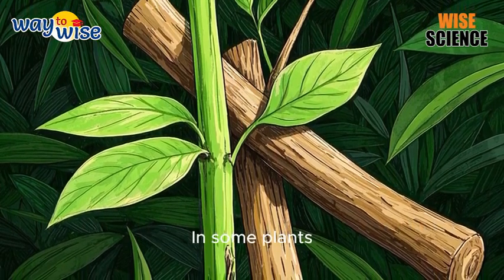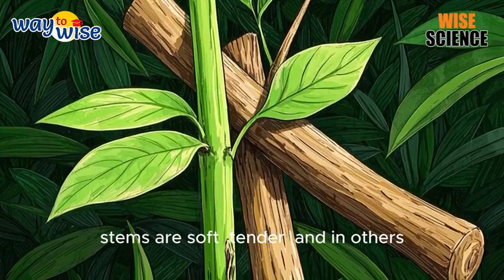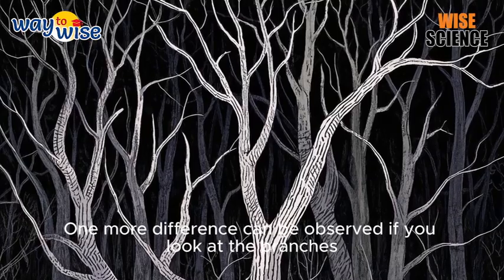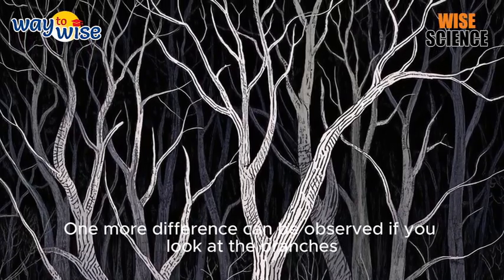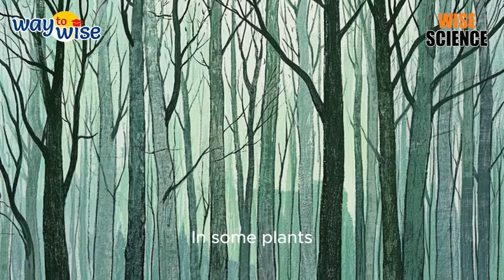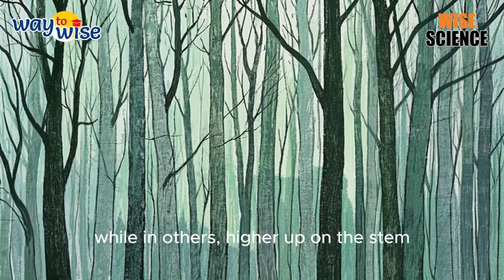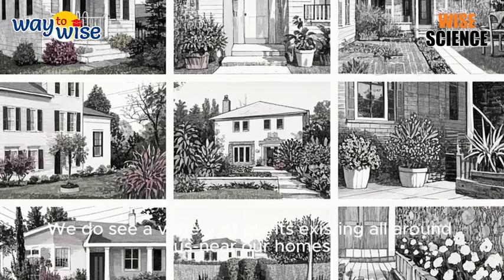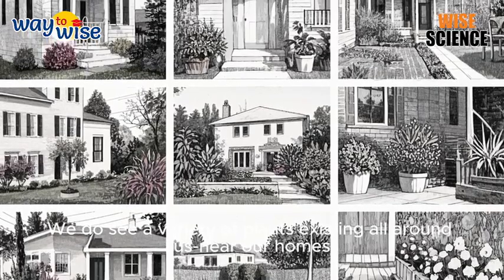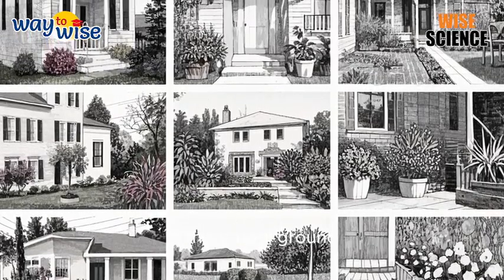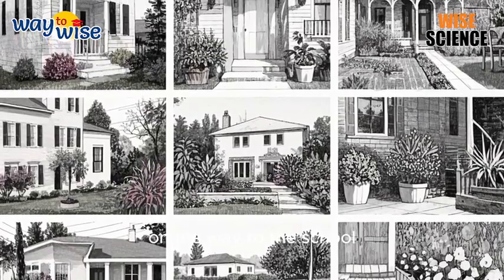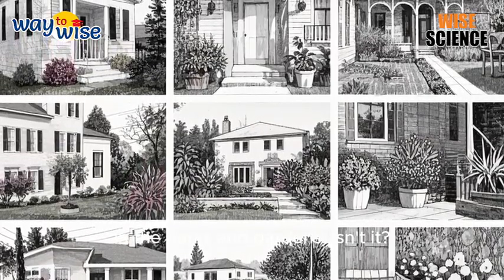In some plants, stems are soft, tender, and in others, these are hard. One more difference can be observed if you look at the branches. In some plants, branches arise at the base of the stem close to the ground, while in others, higher up on the stem. We do see a variety of plants existing all around us near our homes, in the school ground, on the way to the school, in the parks and gardens, isn't it?